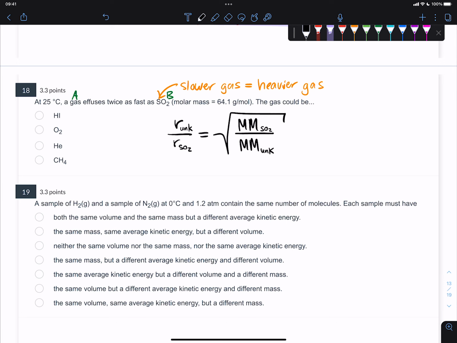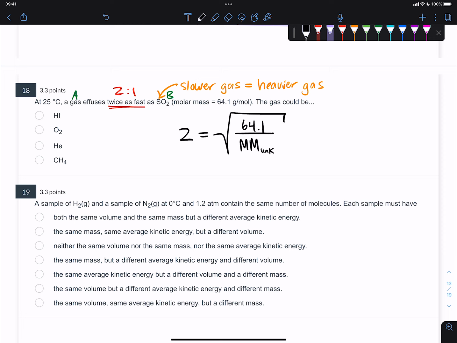What's the point of doing that? Well, since we know that gas A, the unknown one, is twice as fast, we can replace this entire ratio, because the rate of the unknown gas is 2 relative to the rate of SO2, which is 1. That's what it means when it says twice as fast. It's a 2-to-1 ratio, so this entire left side can just become a big 2. Now, we know the molar mass of SO2 underneath the square root, which is about 64.1. So let's replace that with 64.1 grams per mole, and then you just do some math.